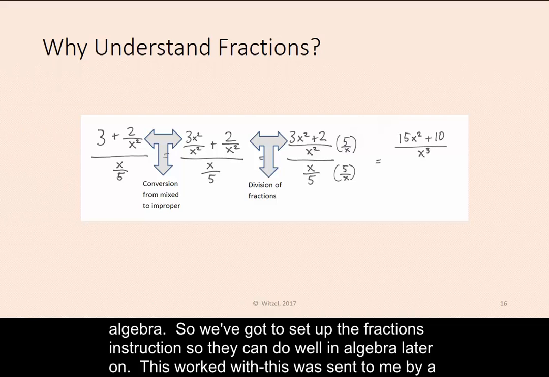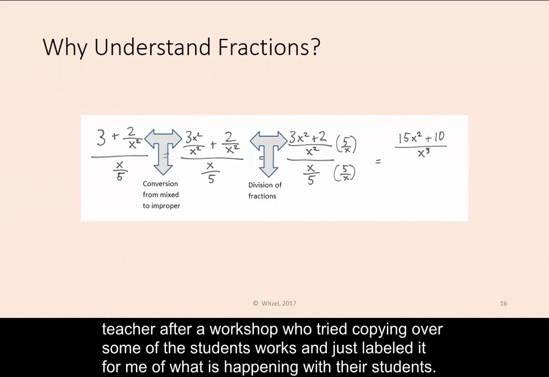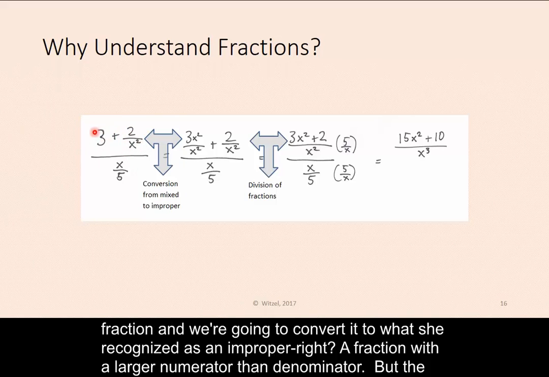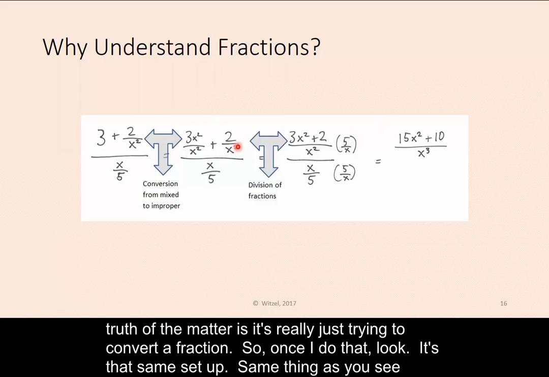This was sent to me by a teacher after a workshop, who tried copying over some of the students' work and just labeled it for me of what's happening with their students. With this first part here, we've got 3 and 2x squared, right? That'd be like 4 and 1/2. So I'm going to take this mixed fraction and we're going to convert it to what she wrote in here as an improper fraction, a fraction with a larger numerator than denominator. But the truth of the matter is it's really just trying to convert a fraction.